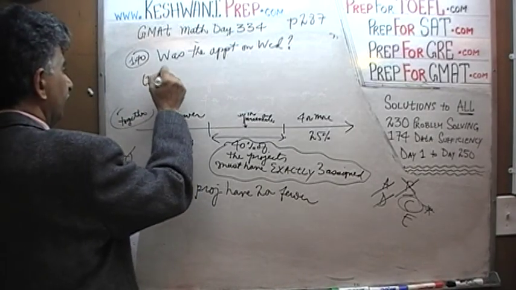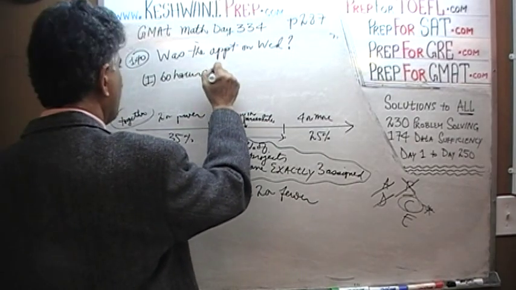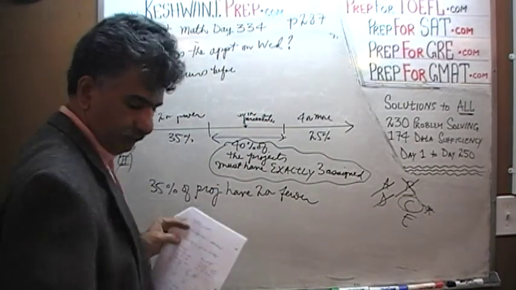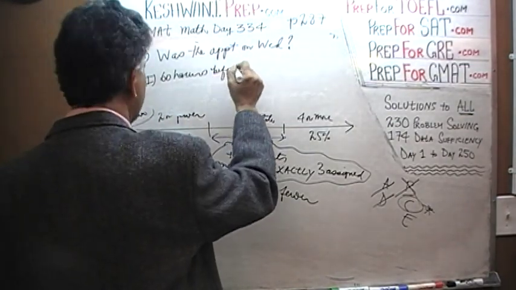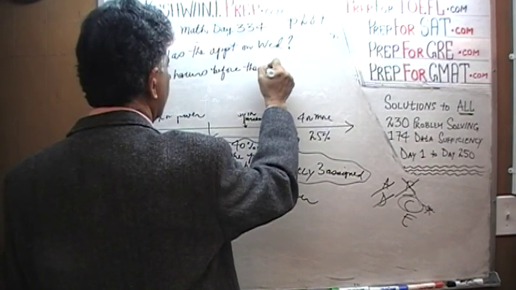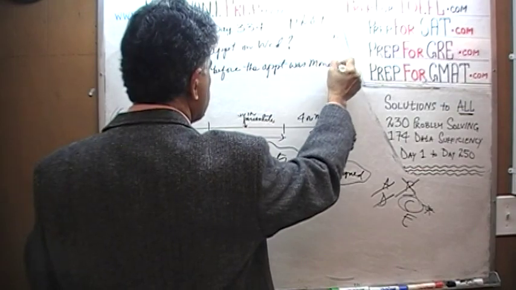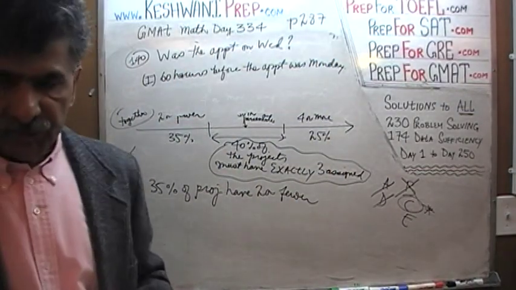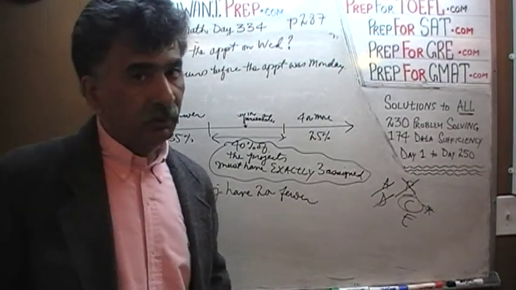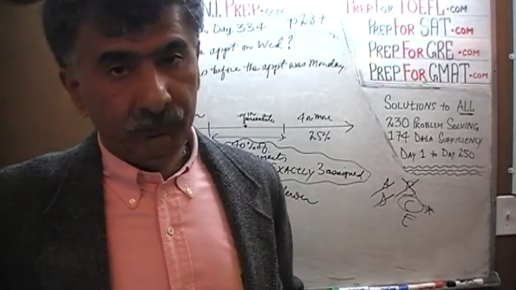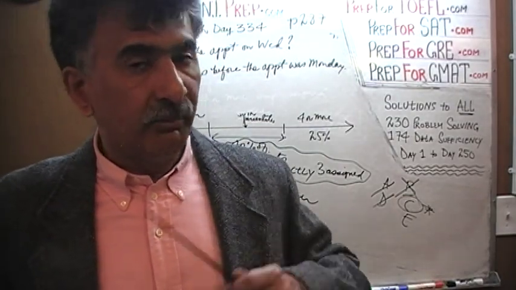In the first statement, they tell us the 60 hours before the appointment was Monday. They tell us that exactly 60 hours before Juan's appointment time happened to be a Monday. But they don't tell us what time on Monday. We have no idea what time on Monday. All we know is that if you go 60 hours back in the past, it was a Monday.